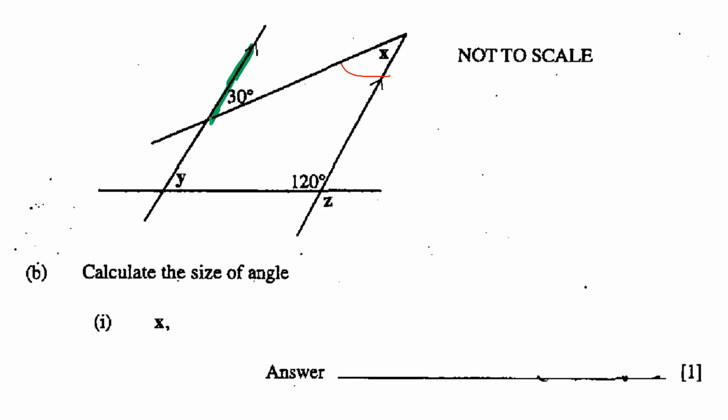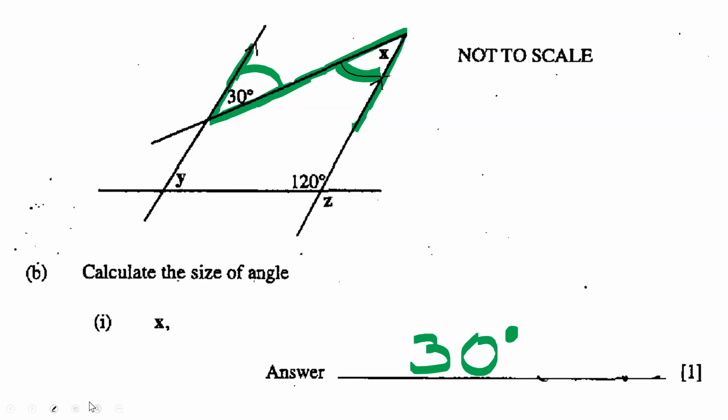All right, this is the Z. What that means is that this angle right here and this angle right here are equal, because alternate interior angles are equal. So if this is 30 degrees, then X is also 30 degrees. So the answer for this one is 30 degrees.